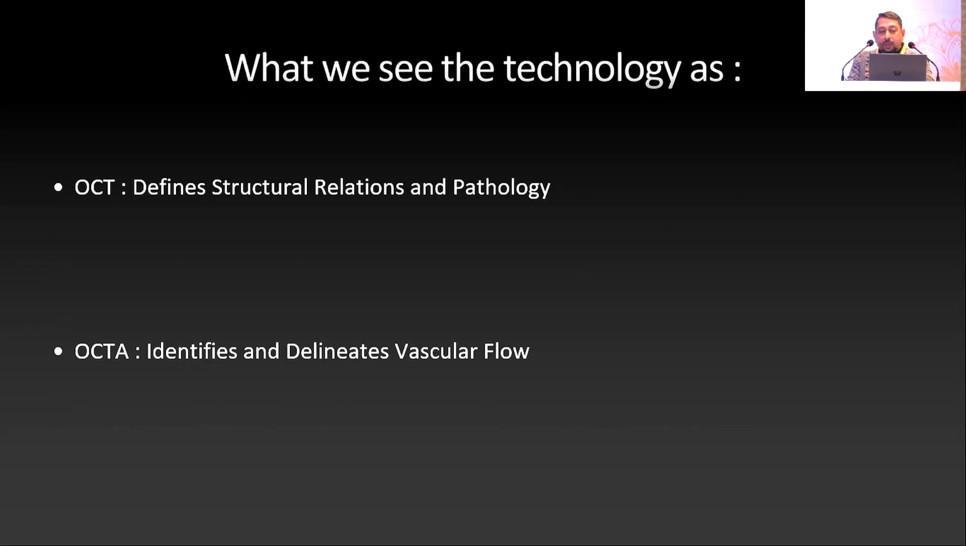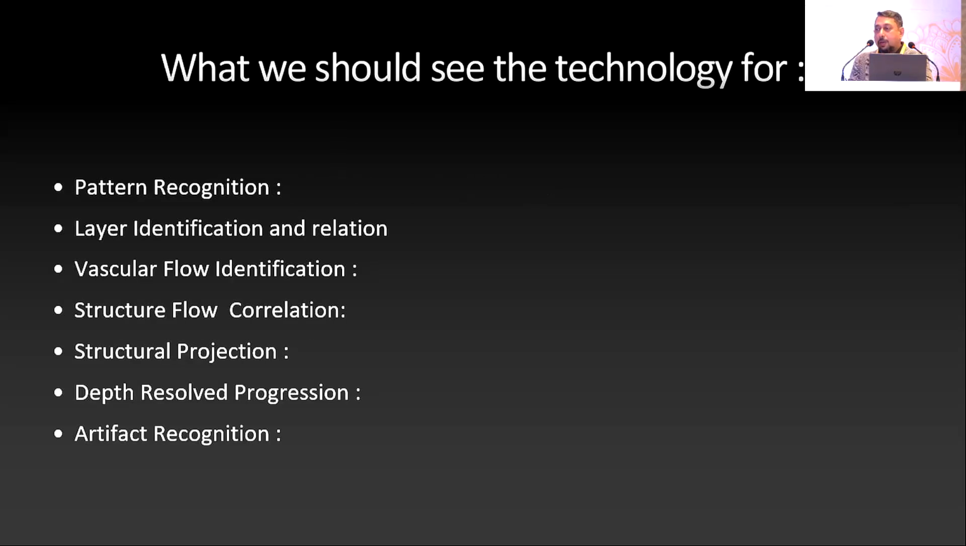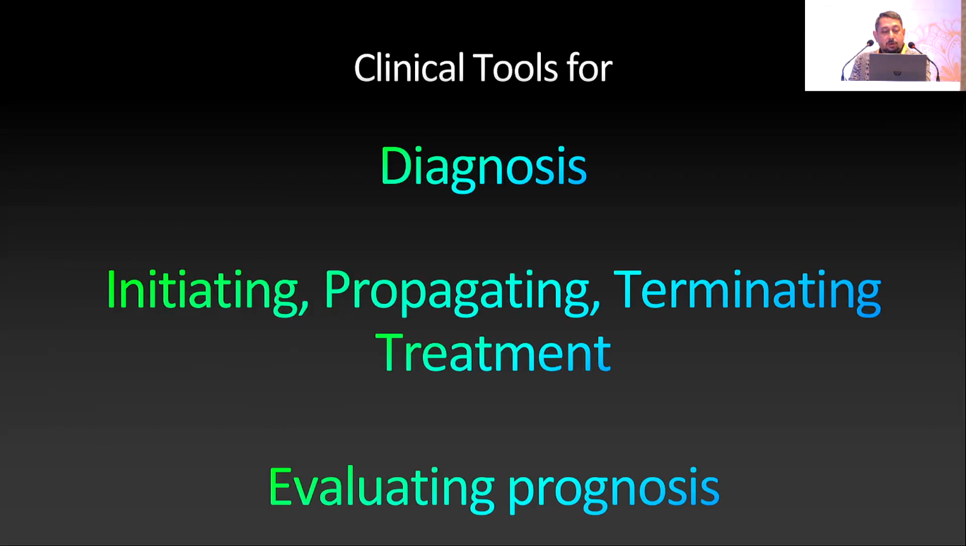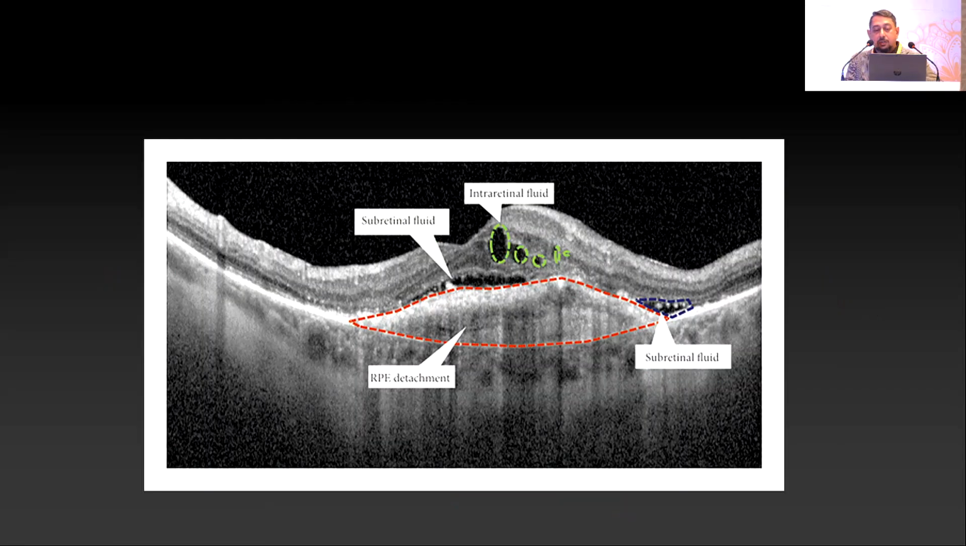The main two technologies we use are the OCT for structural and OCTA for vascular flow delineation of the vasculature. And by these erudite tools, we look at pattern recognition, layer segmentation, depth analysis, a correlation between flow and structure, structural projection, and depth-resolved progression. So how do we use these tools in an algorithmic approach for diagnosis, initiating treatment, and evaluation?